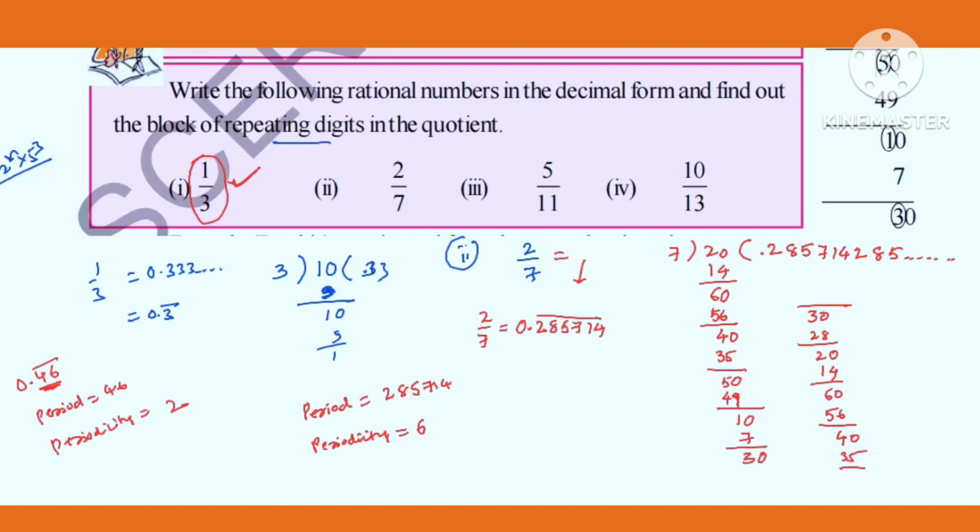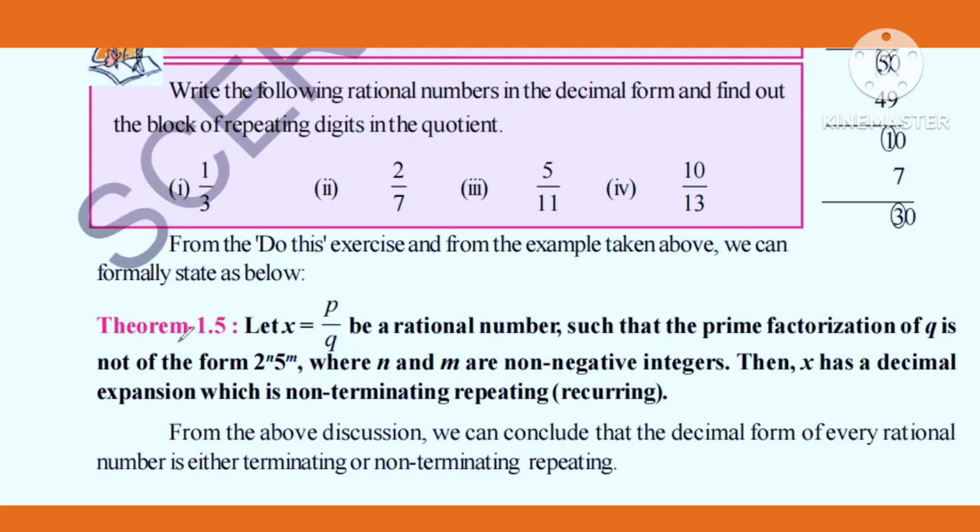Okay, now let's go for the next topic. Now see theorem 1.5: x is a rational number such that the prime factorization of q is not of the form 2 power n and 5 power n. Just before, I told you to consider the denominator. If you write it in the form of prime factorization and we get 2 power n 5 power n, then it is a terminating decimal. But if you are not getting that, then it is a non-terminating recurring decimal or repeating decimal. That is the thing you have to consider.